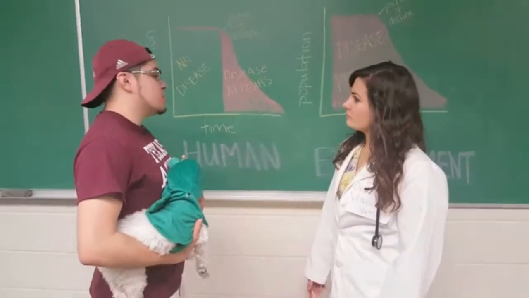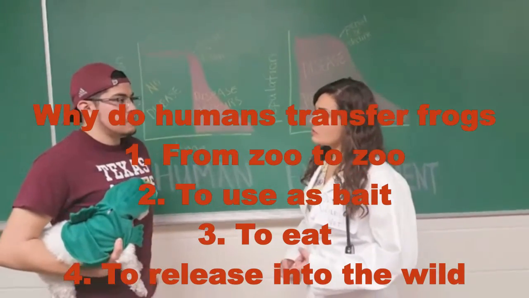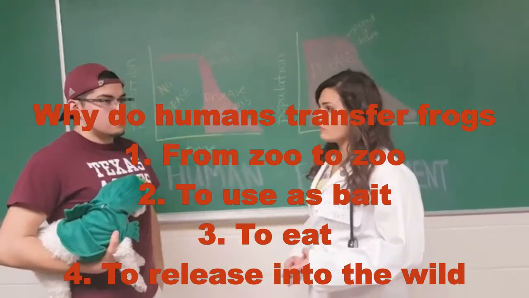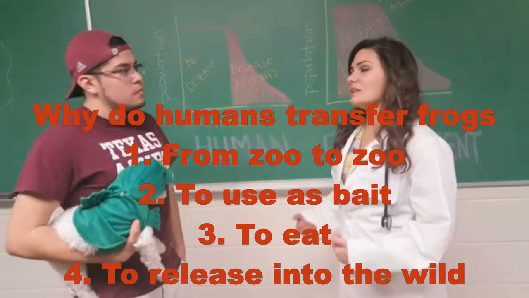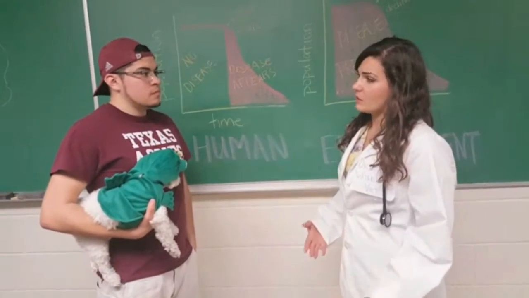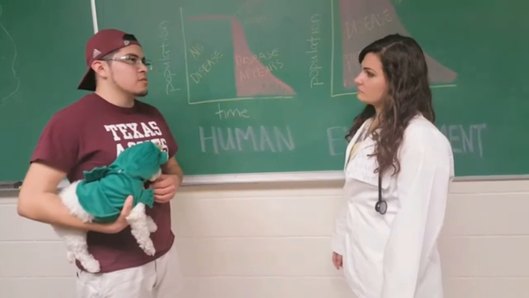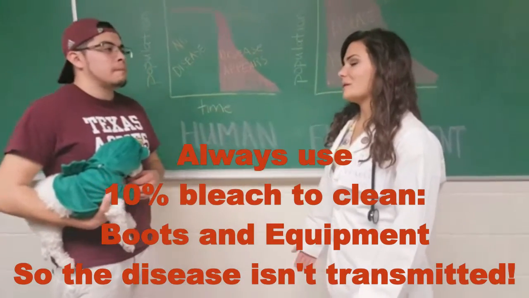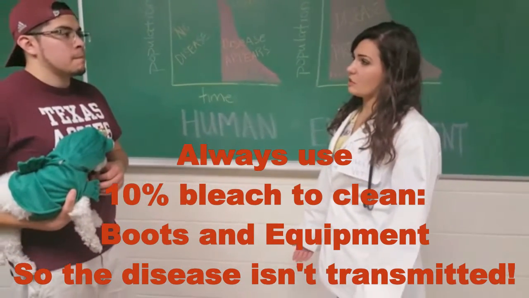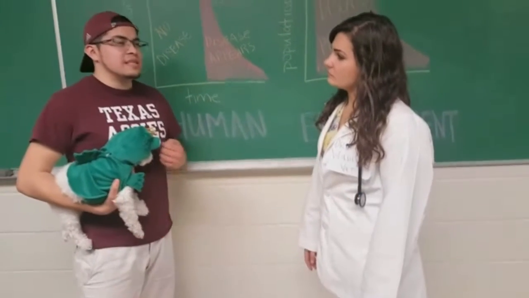Wow, so why do humans transfer frogs? There's actually 4 different main reasons. One is they transfer them zoo to zoo. They use them as bait for fishing. They also eat them, or they release their pets out into the wild. And this is where the disease can get stuck on their clothing, boots, and equipment. So if anything infected reaches a clean pond, all the frogs get the disease? Exactly. That's why I clean all my boots and equipment with 10% bleach solution, so I don't accidentally transmit the disease into the wild. So what does the disease need to thrive?